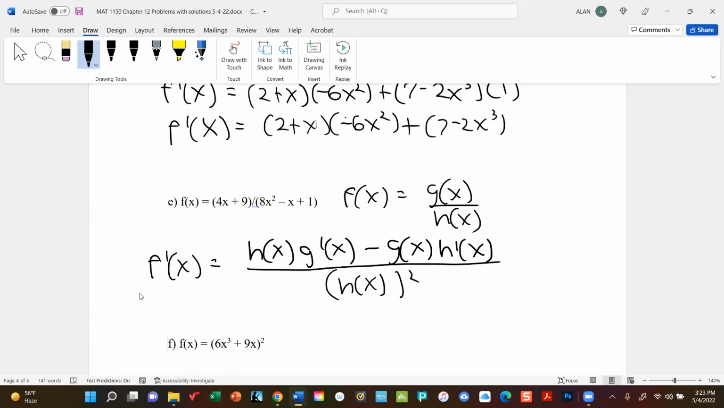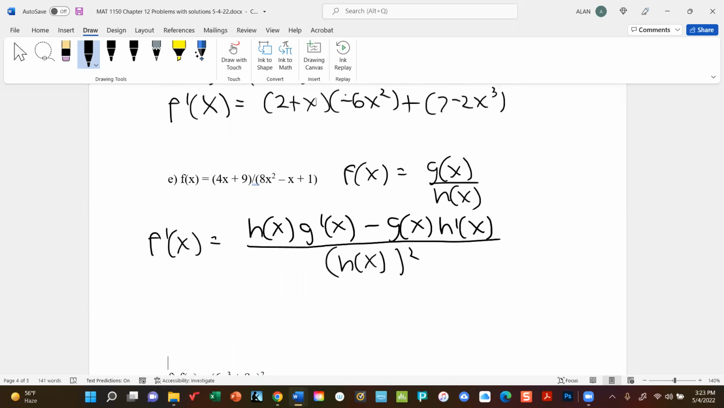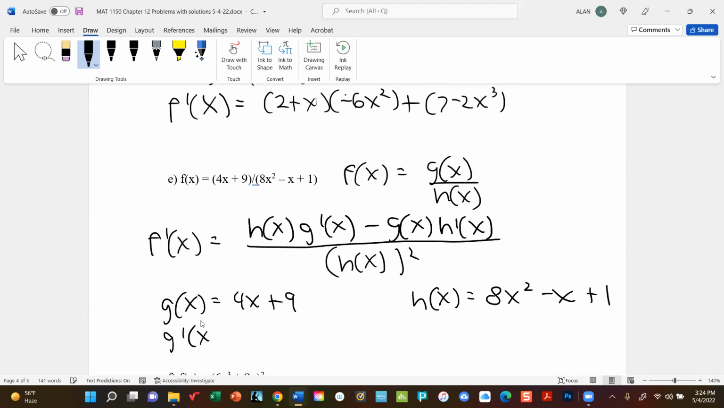Now, in this particular case, what we should do is identify which is g of x, which is h of x, and then we can make our substitutions. So g of x is the numerator. H of x is the denominator, 8x squared minus x plus 1. So g prime of x. Now remember, that 9 is a constant, and here we have just 4x. So based on the reasoning we had before, this is just 4. Okay, it's actually 4 plus 0, which is 4.